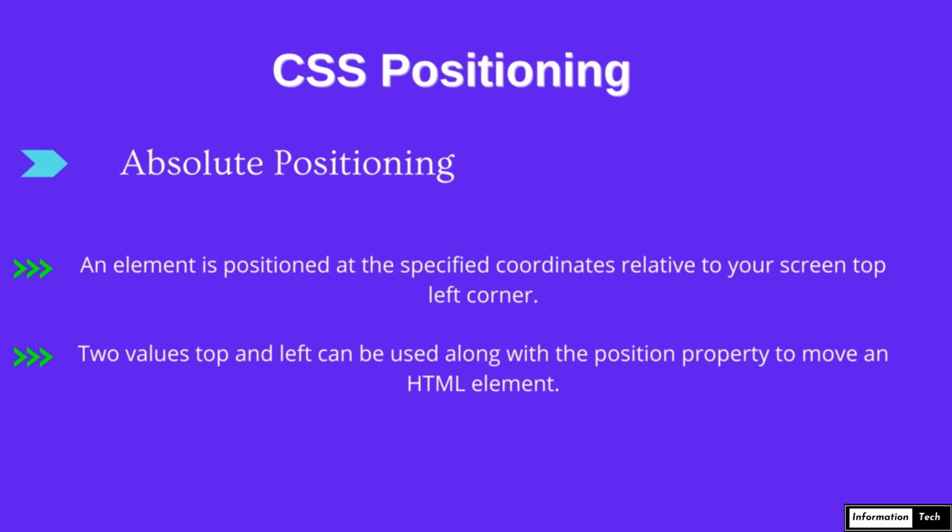As mentioned, the element is positioned at the specific coordinates relative to your screen's top left corner. Two values, top and left, can be used along with the position property to move an HTML element. For example, if you pass 0, 0 in the absolute position, it will go to the top left-hand side, and if you want to make changes, you can just keep changing the values, that is the left and the top, to put it at a particular position.